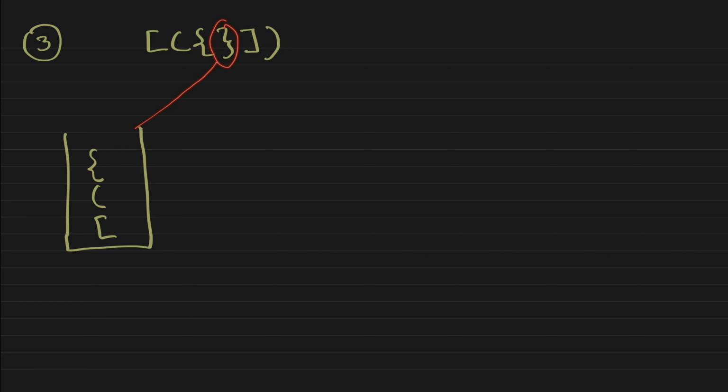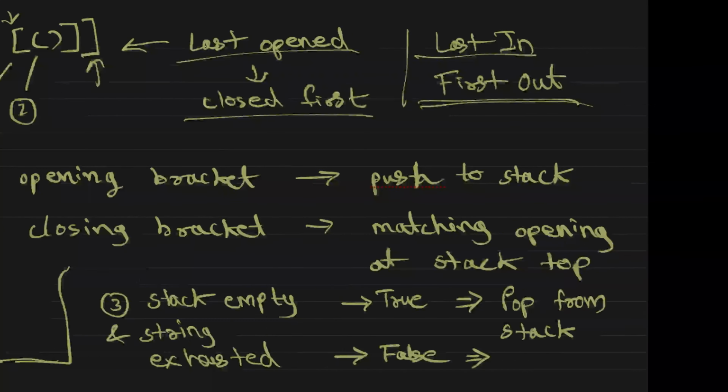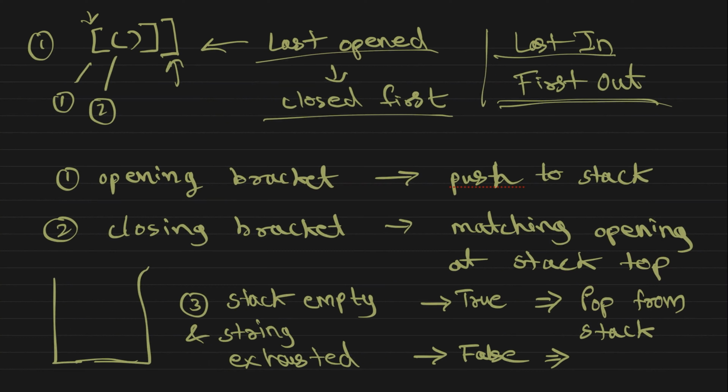So the closing curly bracket should match with the opening curly bracket at the top of the stack. So this condition is true. So that is why we pop this item from the stack. Now my string pointer is here. Now I see that this is a closing square bracket, and the top of the stack is an opening round bracket. So this condition, that these two brackets should match, is what? False. Okay, so if you come back to our example, this condition is now false.